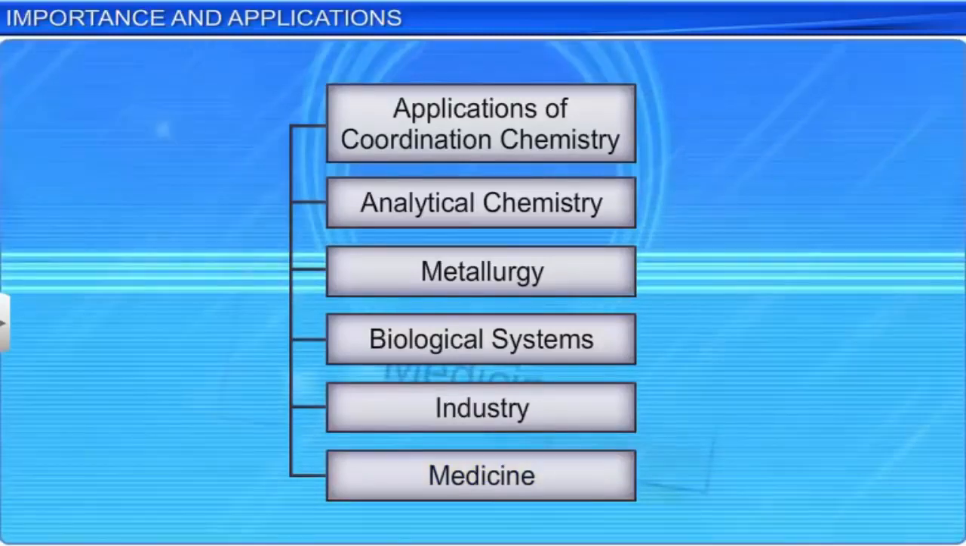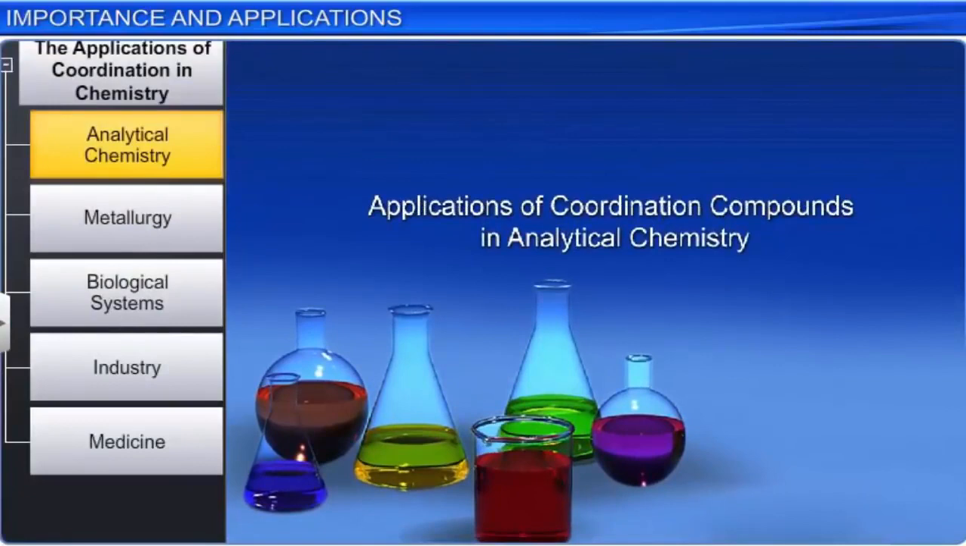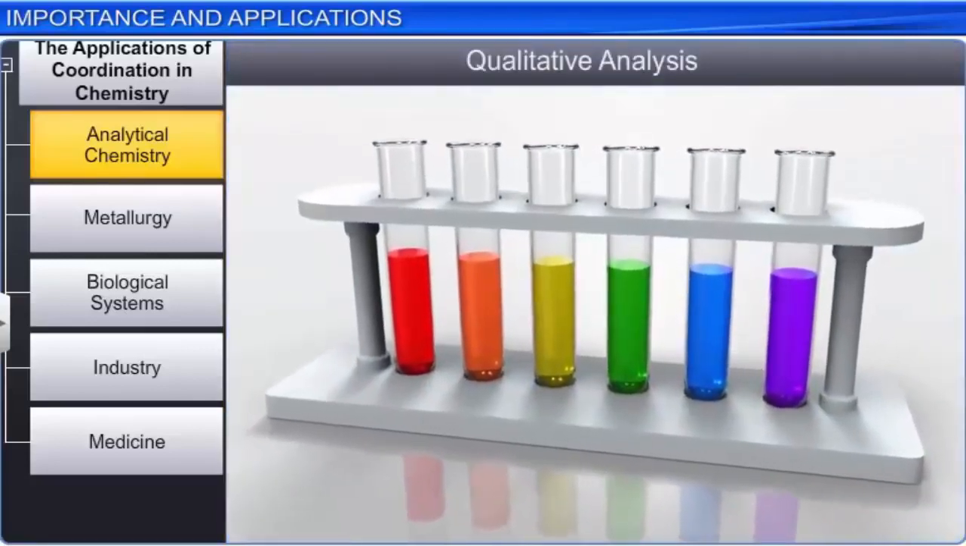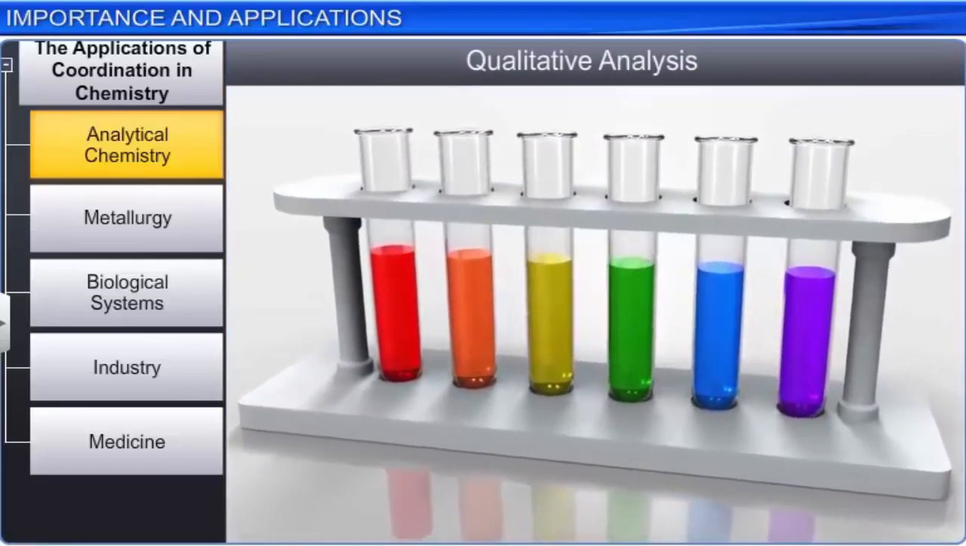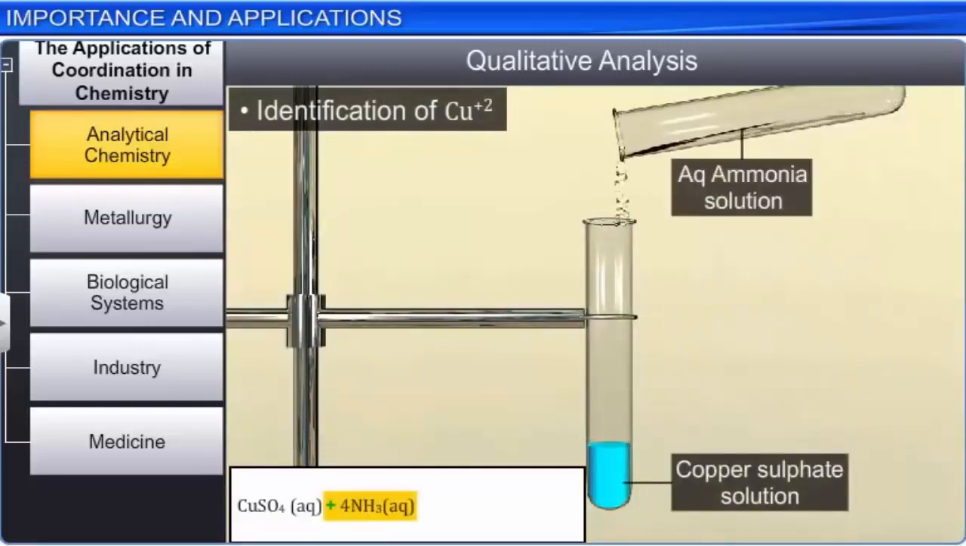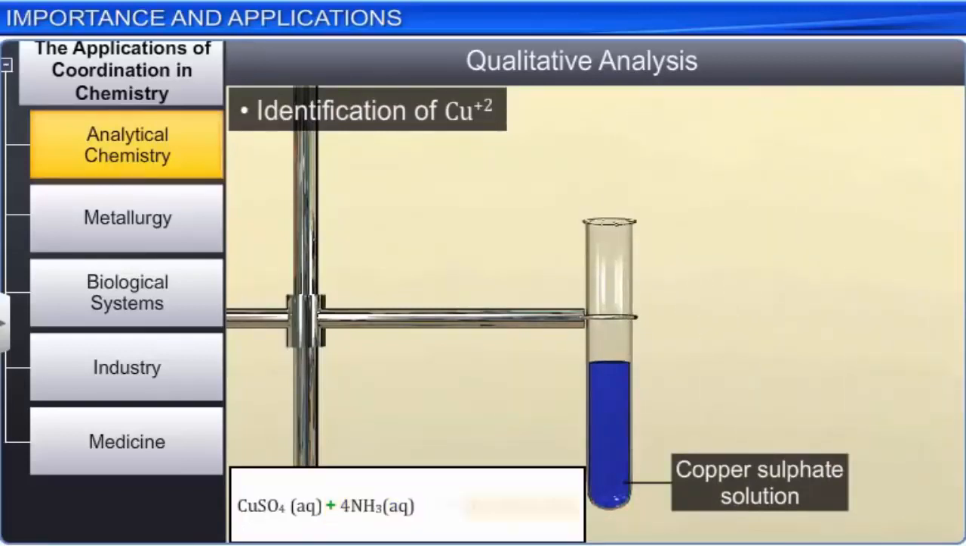Let us start with the applications of coordination compounds in analytical chemistry. Coordination compounds find application in qualitative as well as quantitative chemical analysis. If you look at the qualitative methods of analysis, complex formation is of immense importance in the identification and separation of most inorganic ions. For example, when copper sulfate solution is mixed with aqueous ammonia, a deep blue complex soluble in water is formed. This reaction is used to detect cupric ions in the salt.